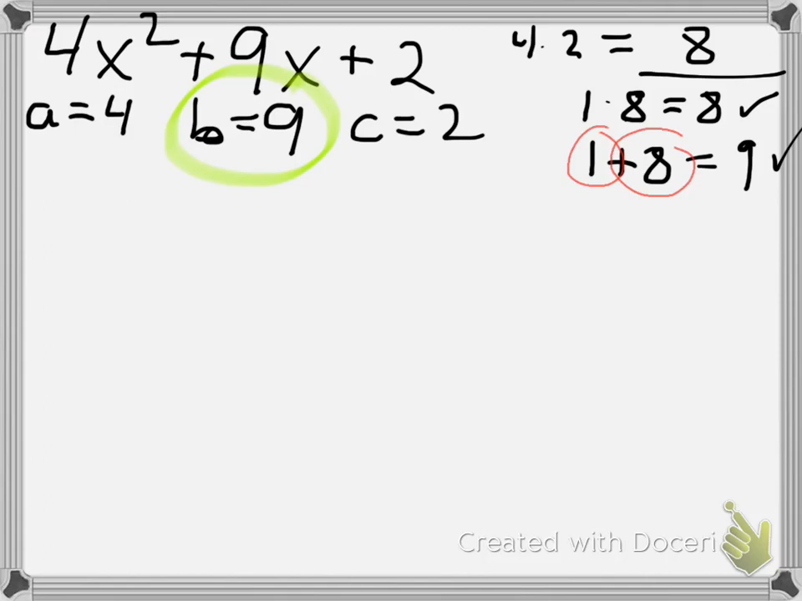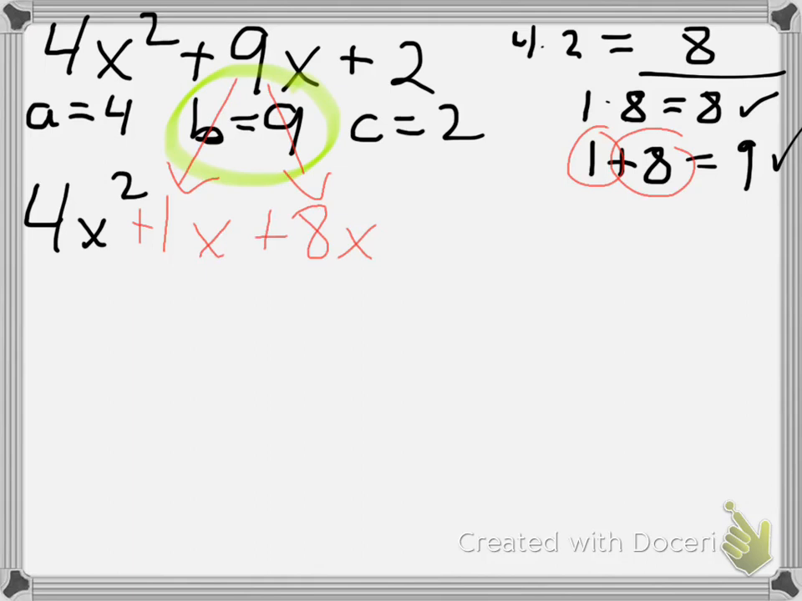But remember, we're not using 1 and 8 in a way where we just put them in the parentheses. We're going to have to put the parts in. So I'm going to go 1x plus 8x. That equals 9x's. And then we're going to write down 4x squared and the 2 from above. So we wrote positive 9x in a funky way as 1x plus 8x.